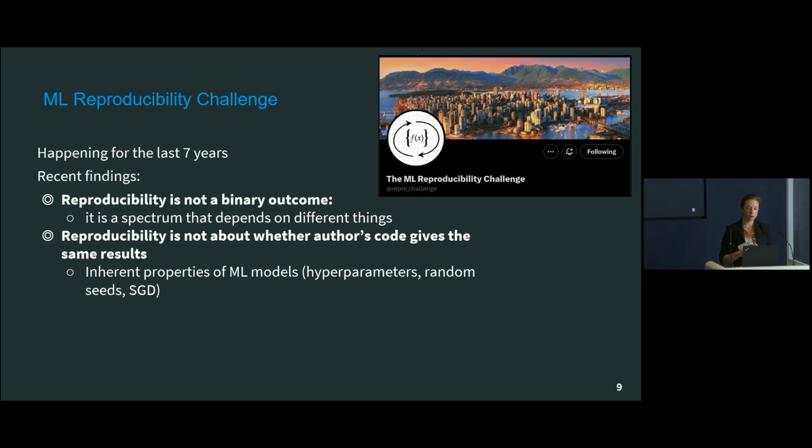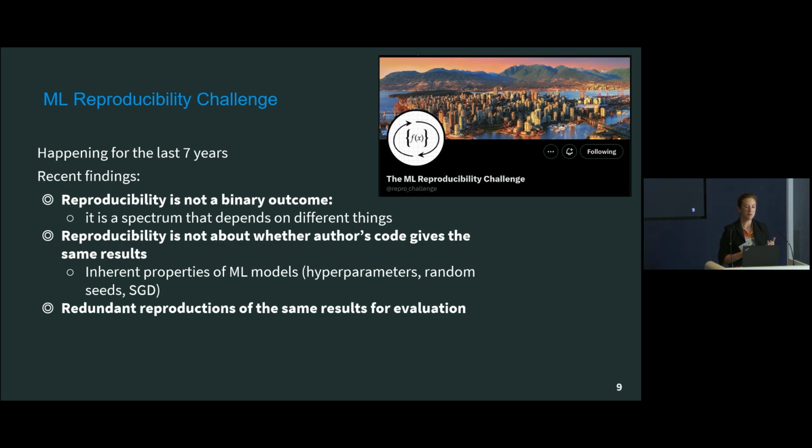So for example, hyperparameters and random seeds have a pretty high impact on reproducibility. With stochastic gradient descent, even if you have all the different elements you would need to reproduce an experiment, and you run all the same things on the hardware you have, the results are different.